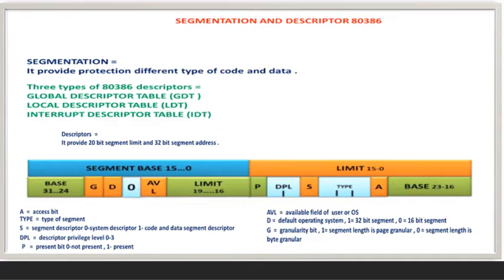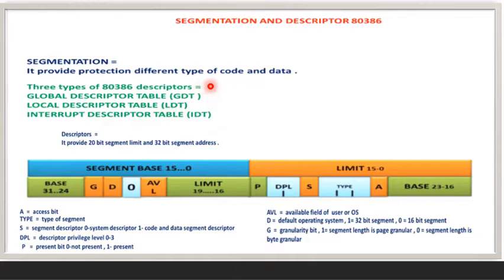Let us now discuss memory management. The function of the memory management unit is to convert a linear address into a physical address. This unit uses paging mechanisms to locate any physical address in memory. Let us first start our discussion with segmentation. The segmentation provides protection to different types of data and code.